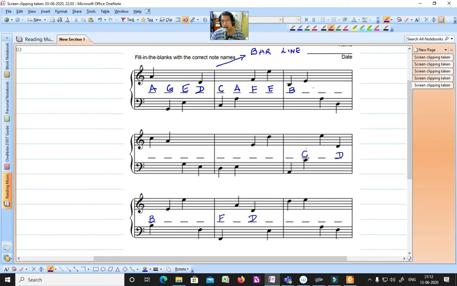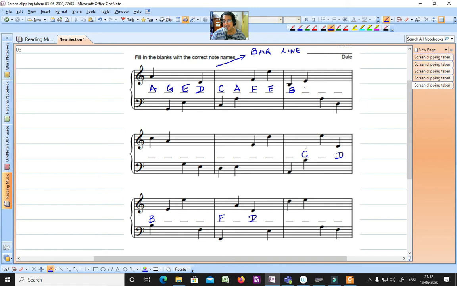So now my job is to identify as quickly as possible. I'll give you a 2 or 3 second pause. Let's see how quick you are, whether you can get it. Now I know this is a B. I've named it already. What is this next note? It's in the treble clef. It's a line note. I'm counting: 1, 2, 3, and it's an E.